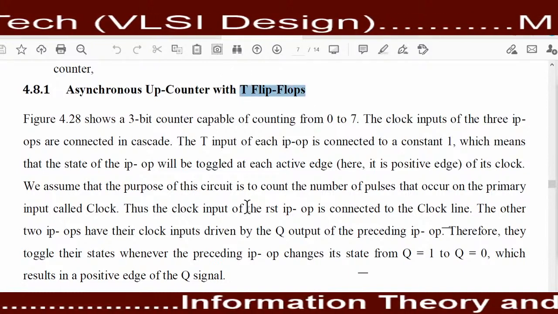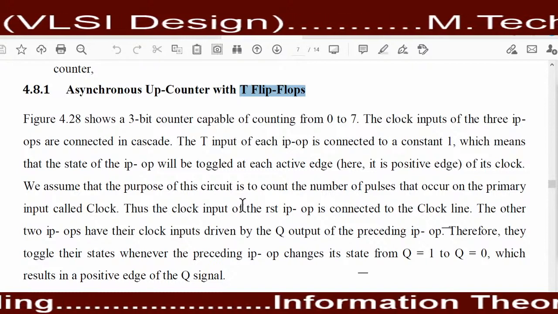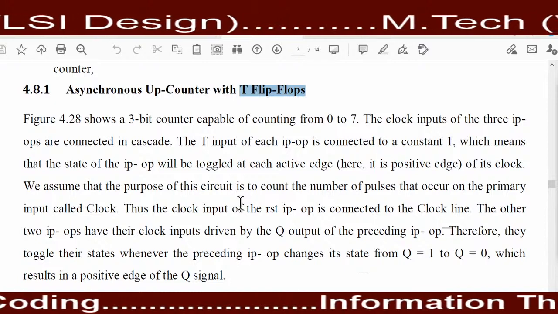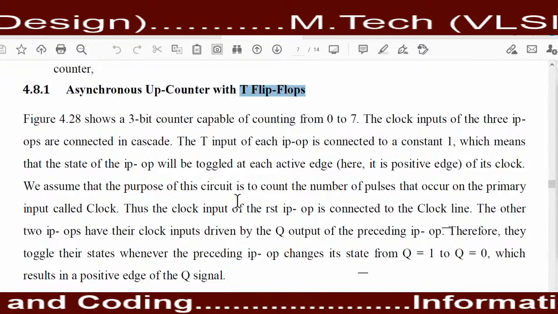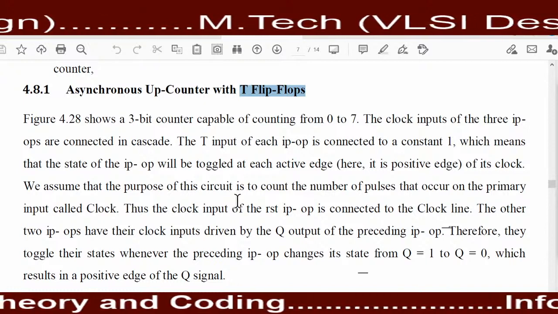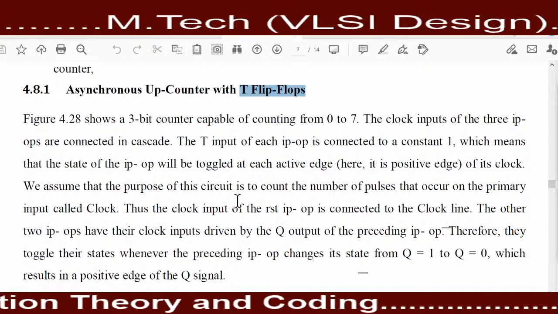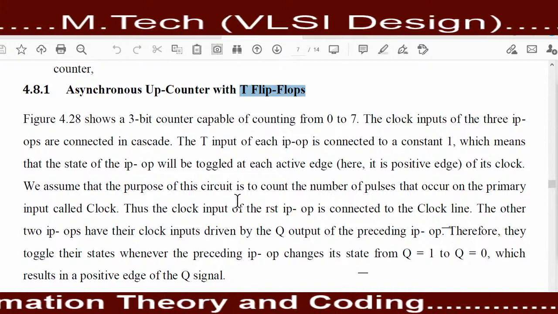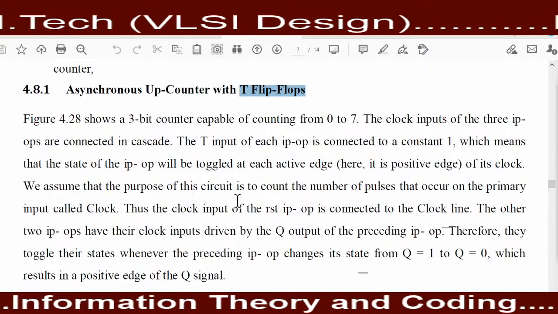Suppose I don't have a T flip-flop, I only have a JK flip-flop or SR flip-flop. So the question arises: is it possible to implement the counter by using these other flip-flops? The answer is yes, it is possible. But in that case, we first need to convert that type of flip-flop into a T flip-flop, after which we can implement the counting sequence, we can implement the counter.